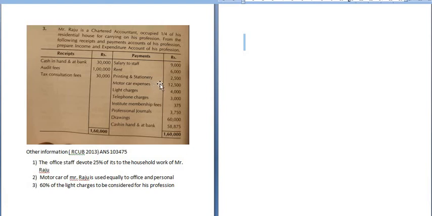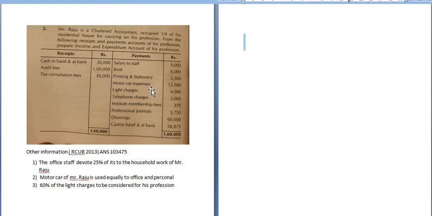Motor car expense is related to the profession. Lighting charges, again adjustment number 2. The motor car of Mr. Raju is used equally for office and personal. It means whatever the motor car expense, 50% is personal and 50% is professional. So out of 12,500 you have to take only the professional car expenses, that is 6,000 into 50%, then you will get it.